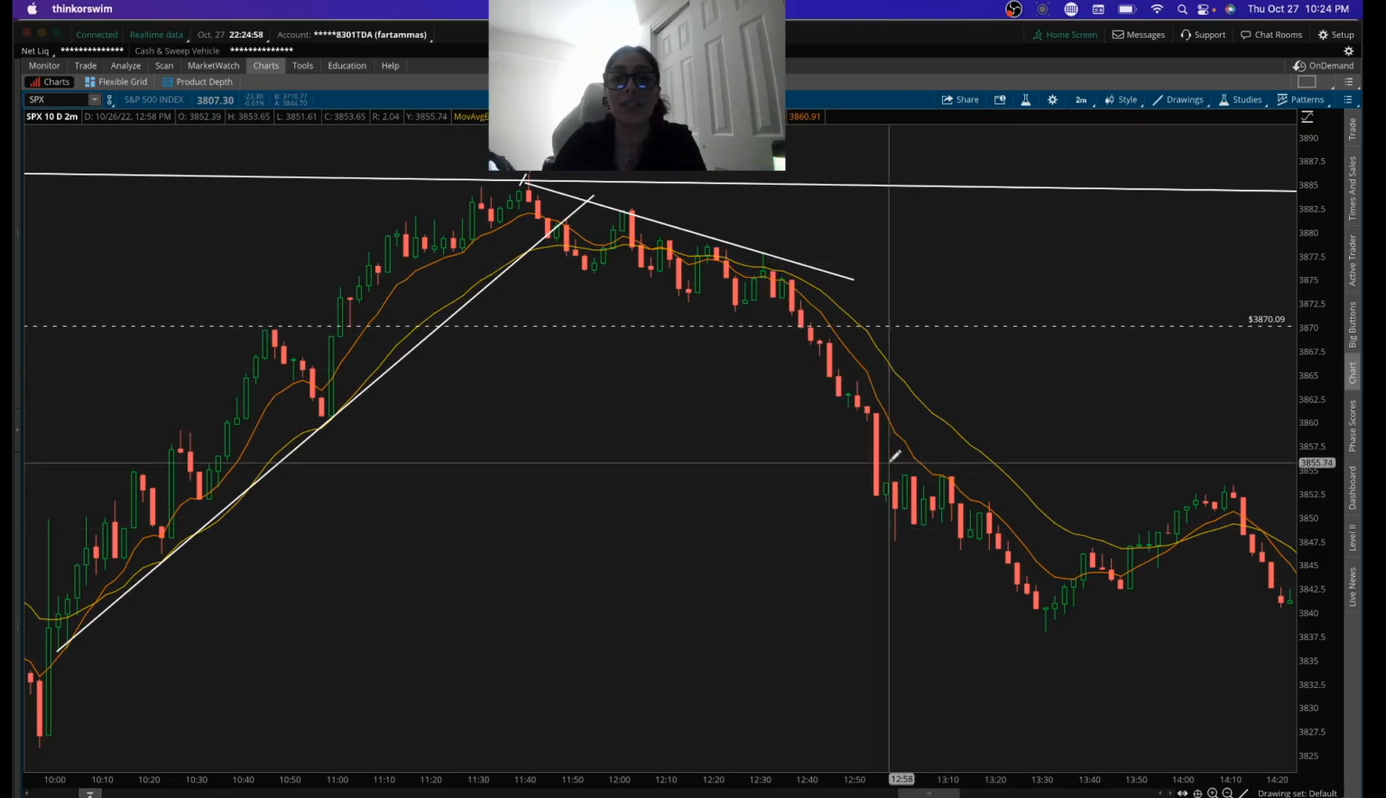I ended up catching this entire move. I think my first target was 38.60. I locked some around this area. I think it was 12.49, and then the rest down here once it touched 38.50.